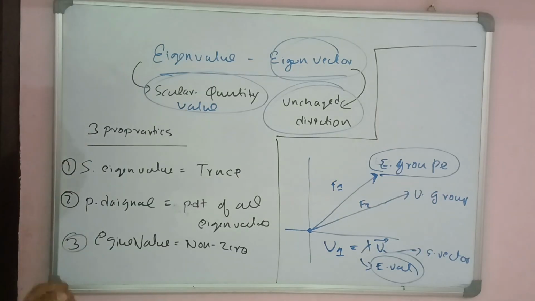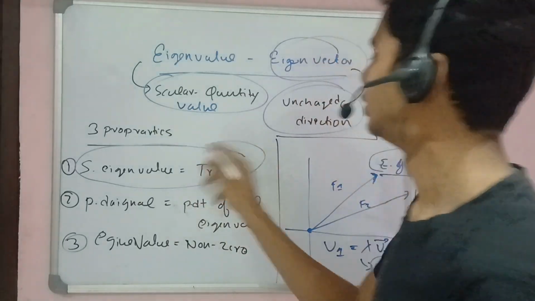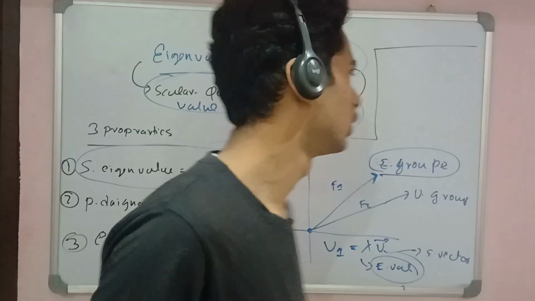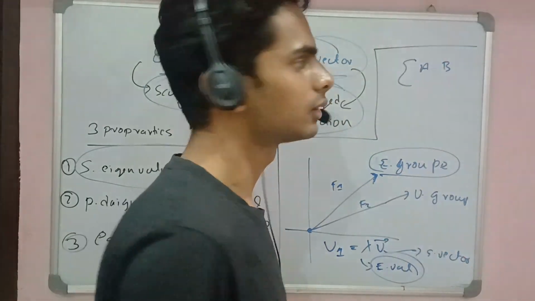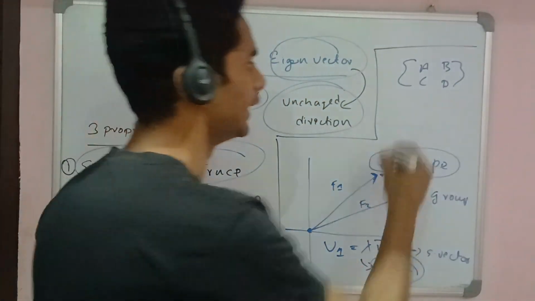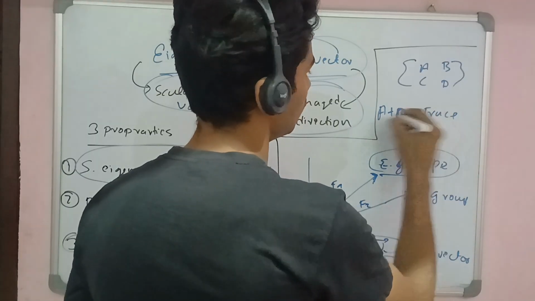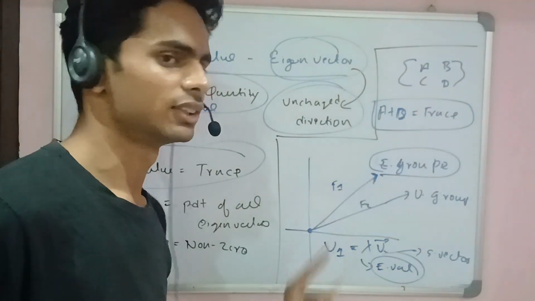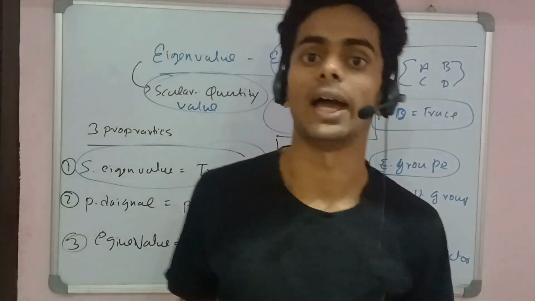I think of three properties of the eigenvalue and eigenvector. The most important part is the first one: the sum of all eigenvalues is equal to the trace. Trace refers to the diagonal of the matrix. Suppose we have a square matrix with entries A, B, C and D. The trace is A plus D, and that trace is equal to the sum of all eigenvalues.